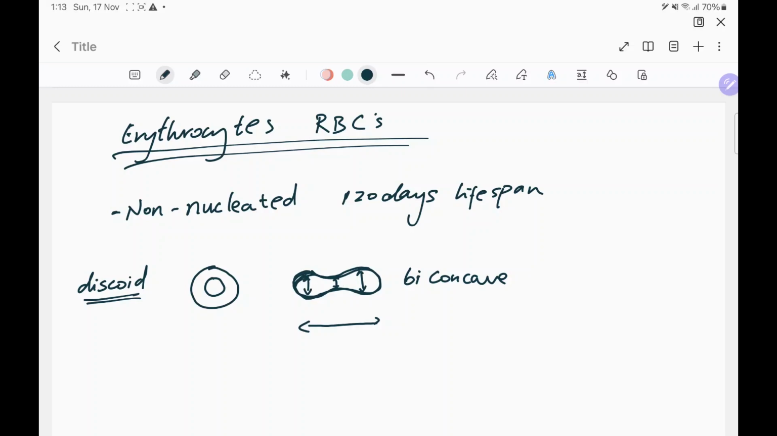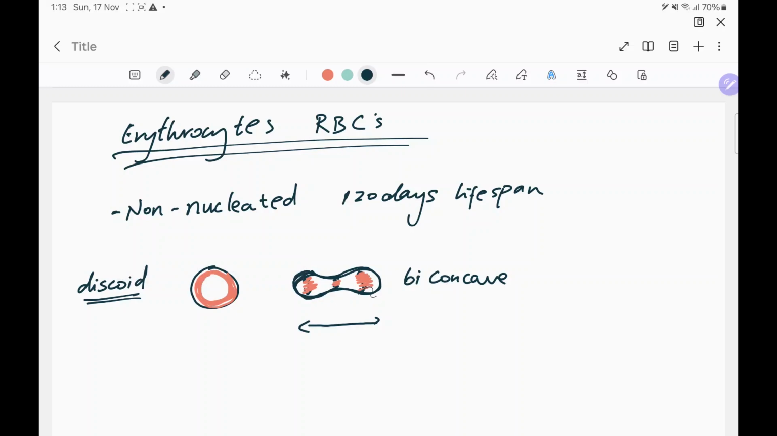If we look at it, there is going to be less hemoglobin in the center compared to the peripheries. So we have a periphery which has more color in it, more chromicity in the edges, and it is very faint in the center. Okay, it's very faint in the center. So this is your biconcave structure.